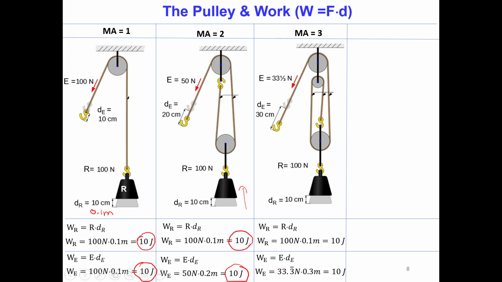Let's see what happened with the work done by the effort. Then the effort is 33 and 1/3 multiplied by 0.3. This is the distance of the effort, which will be 0.3. If we multiply these numbers together, we will get again 10 joules. Again, the work done by the resistance and the effort are the same. What the simple machine is doing is reducing the effort you need to apply. Yes, it's reduced by 3.